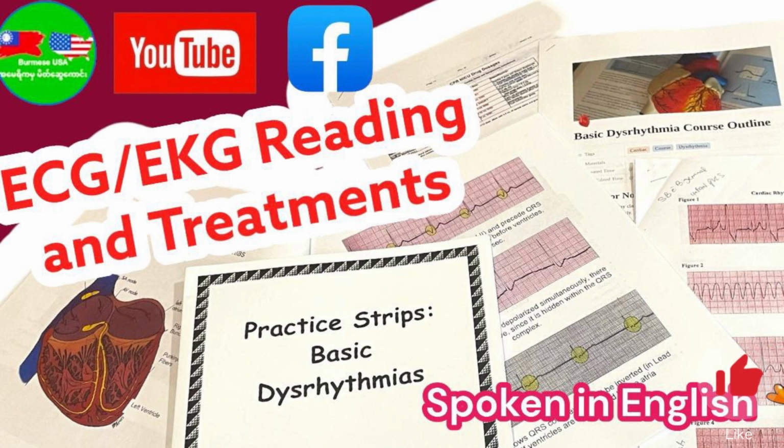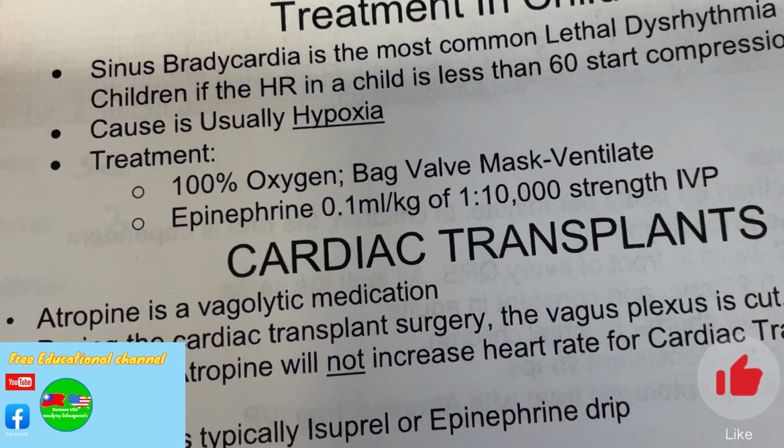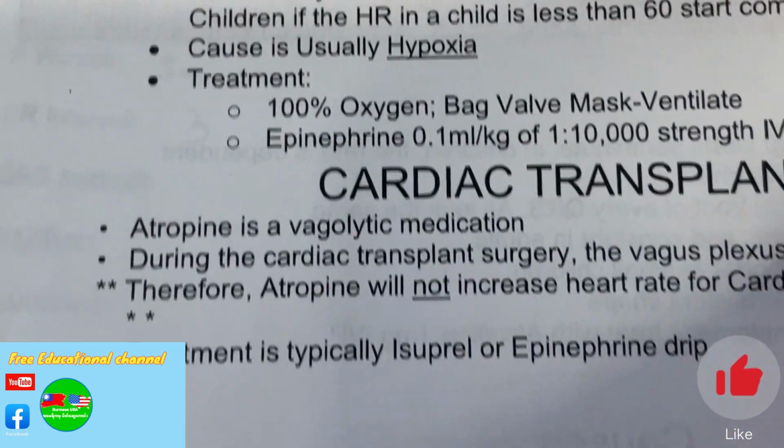Treatment: 100% oxygen for the children, bag and mask, ventilate, and epinephrine 0.1 milliliter per kilogram, depending on how small the kid is, like 10 kg or 20 kg. 1:10,000 strength IV push.